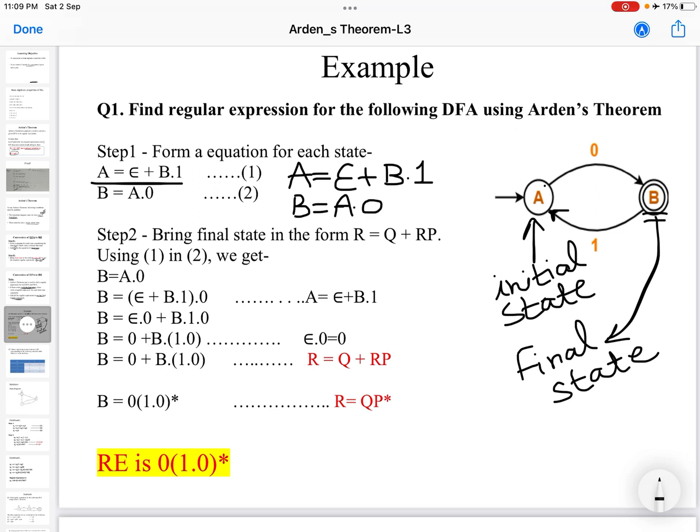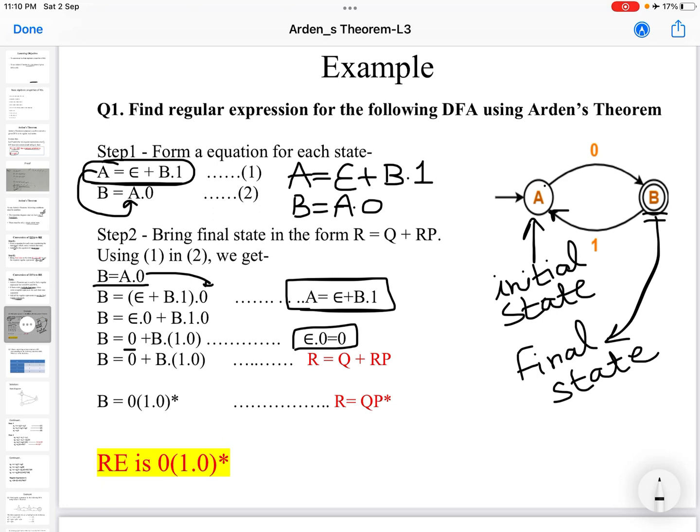The next step is to bring the final state in the form of R is equal to Q plus RP. The final state is B. So B is equal to A into 0. We substitute equation 1, putting A over here. So B is equal to epsilon plus B into 1, into 0. We have substituted this A inside the B. B is equal to epsilon into 0 plus B into 1 into 0. Epsilon into 0 will be 0. So we write B is equal to 0 plus B into 1 into 0.